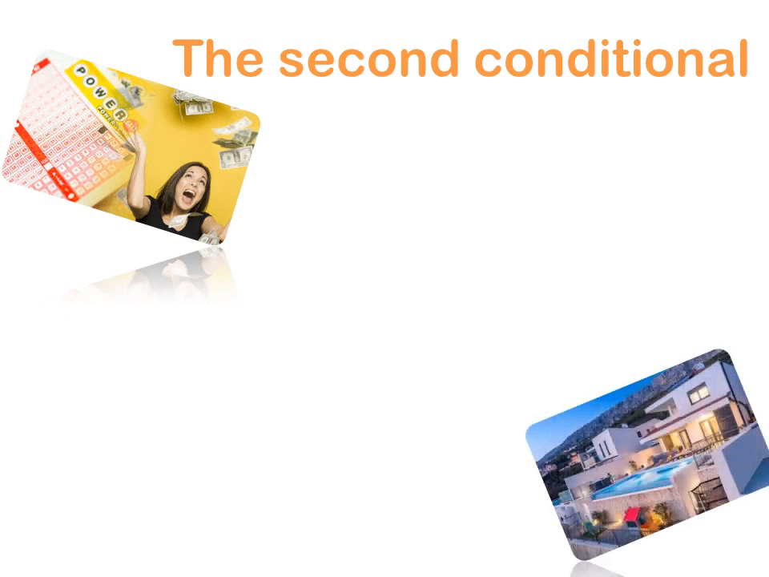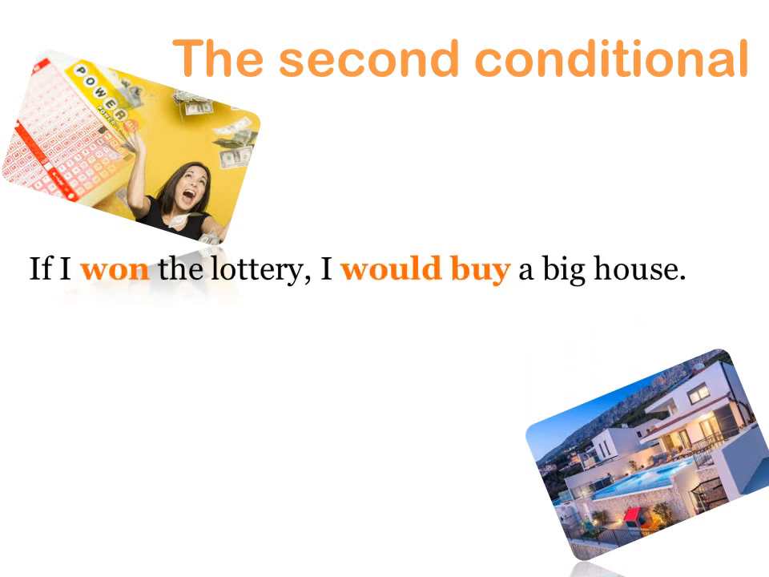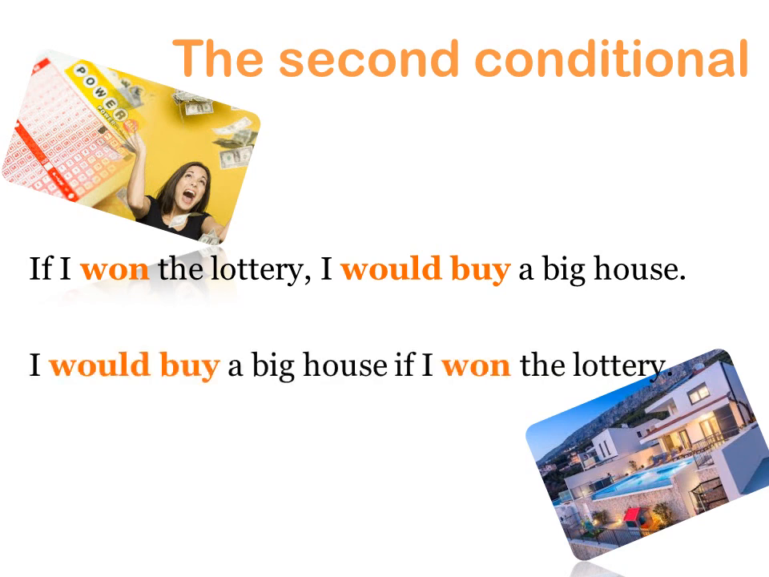As you can see here in this picture, she won the lottery. So if you won the lottery, you are going to do a lot of things. Maybe she's going to buy a villa. Now look at this example. If I won the lottery, I would buy a big house. We can also start with the main clause. I would buy a big house if I won the lottery.